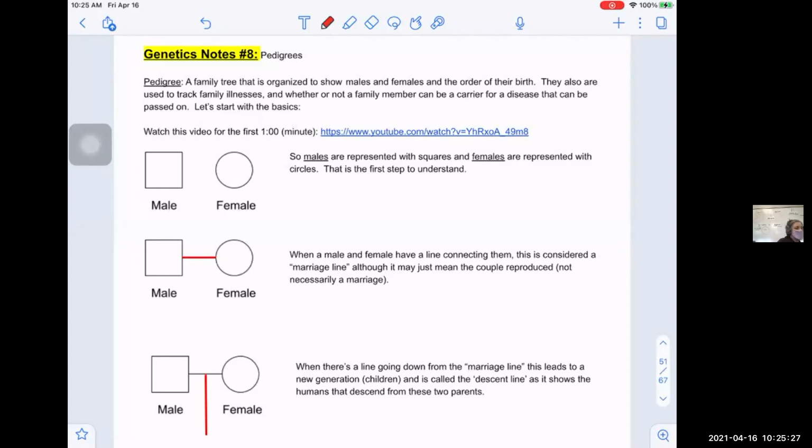So we're going to start off here with the very, very basics. Okay. So we represent males on a pedigree with a square. We represent females with a circle. Okay. That's the first step to understanding a pedigree. You got to understand that first.